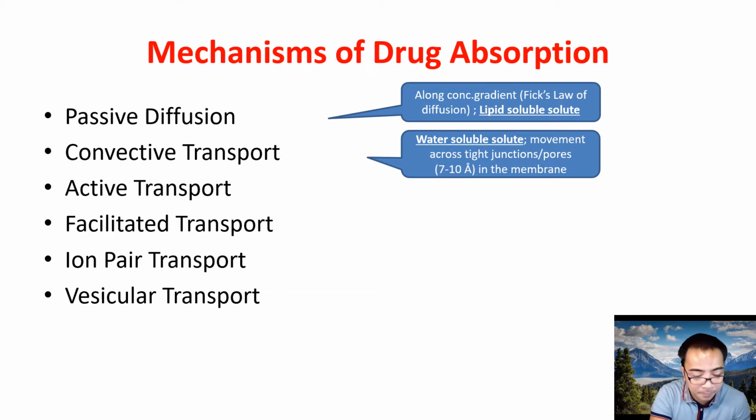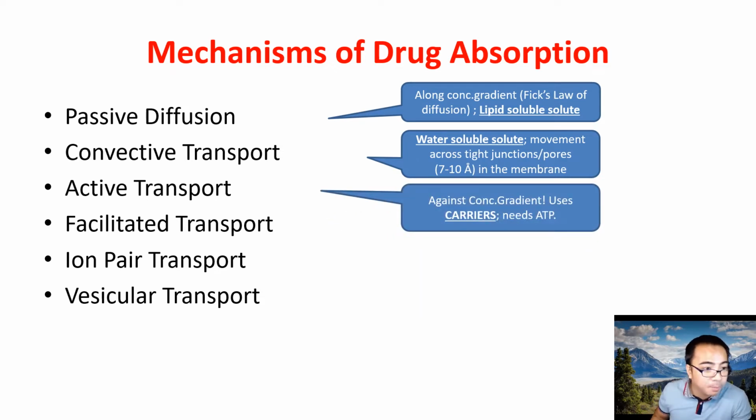Okay. Next would be active transport. As mentioned, class, active transport is the transport mechanism which goes against the concentration gradient. The concentration gradient is the movement of solute from high to low concentration. Active transport opposes that, so it moves from an area of low solute concentration to an area of high concentration.